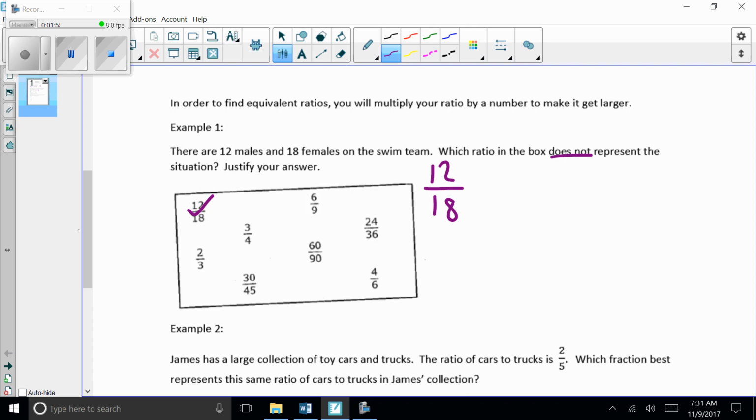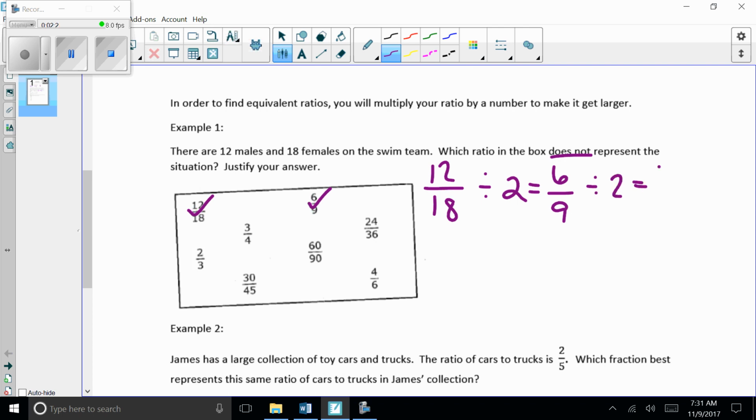So I'm going to simplify this 12 over 18. And I'm going to see if I have any fractions in here that are smaller than 18. So I'm going to simplify them and see if I can cross any of these out. So if I divide both of these by 2, I get 6 over 9. So I come back and look over here. 6 over 9 is a fraction, so it works. So I'm going to cross it out. I'm going to keep simplifying.